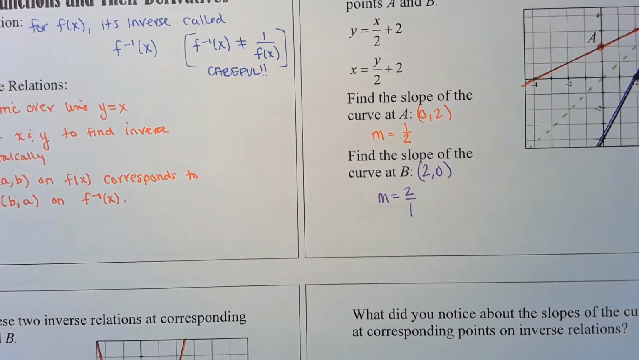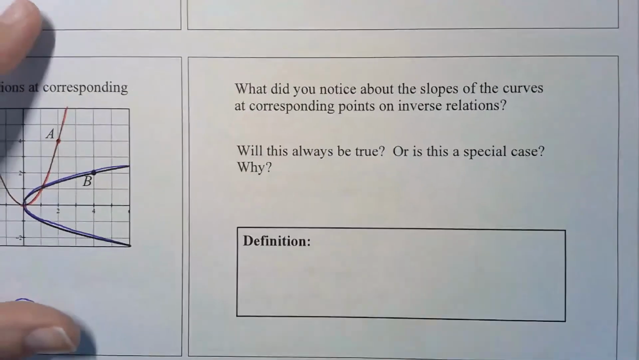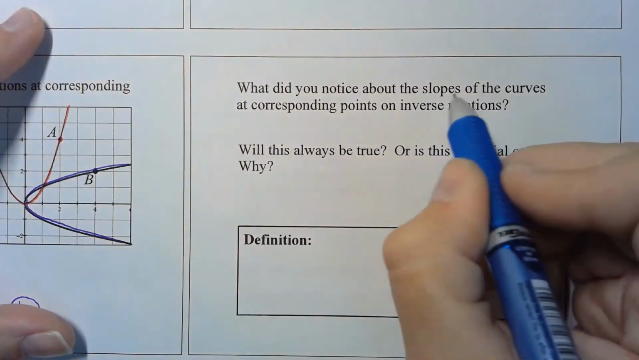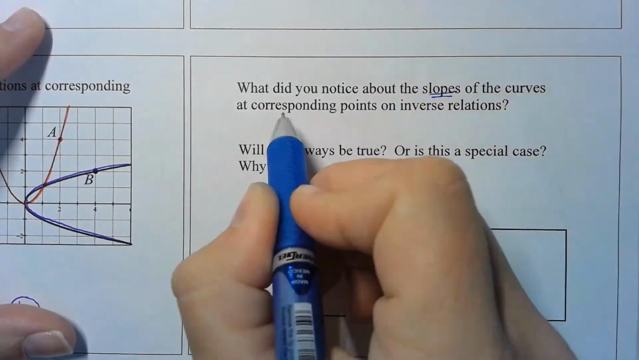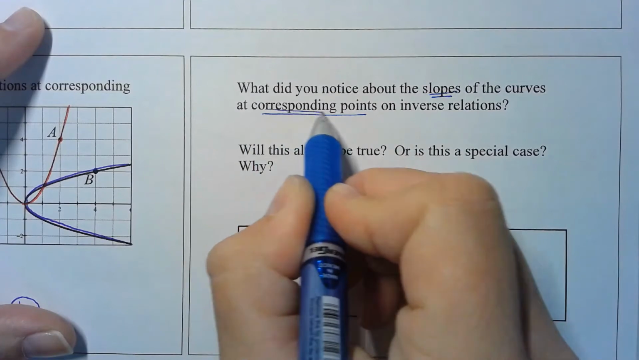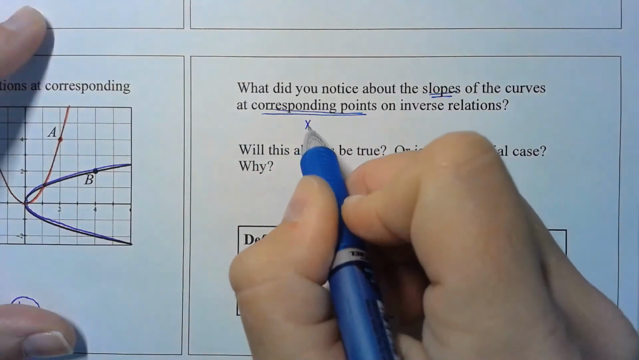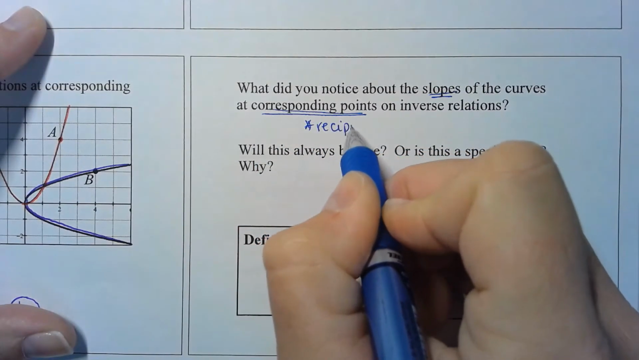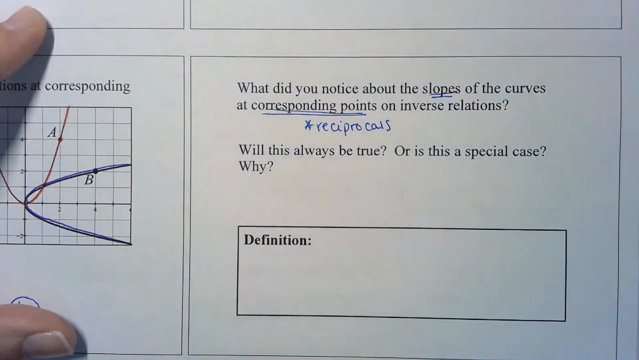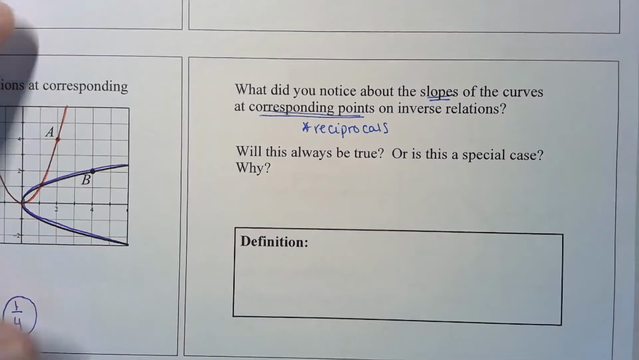Right? Well, look at that. They're reciprocals, aren't they? So what did we notice about the slopes of curves at corresponding points? They're reciprocals. Now notice, I did not say opposite reciprocals, just reciprocals. Okay. Now the question is, is this a coincidence, or will this always be true?